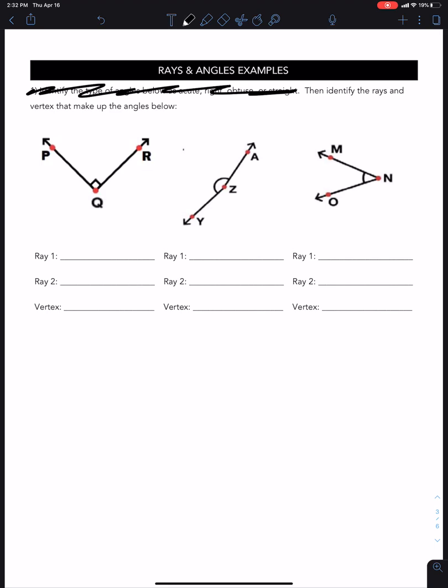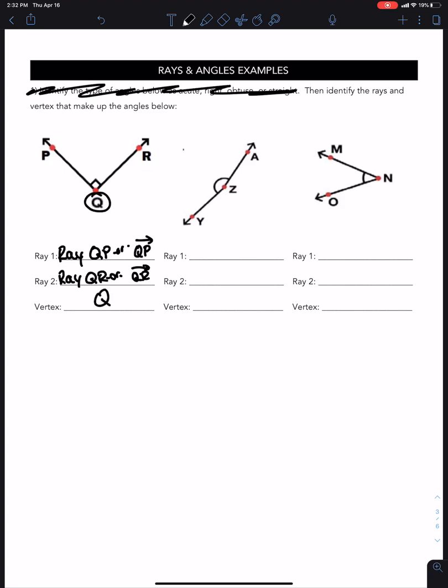So if we look at this first one, you see that ray 1 would be ray QP, or you could write QP with the arrow on top. Ray 2 would be ray QR, or QR with the arrow on top. And then the vertex for this, obviously, is Q.